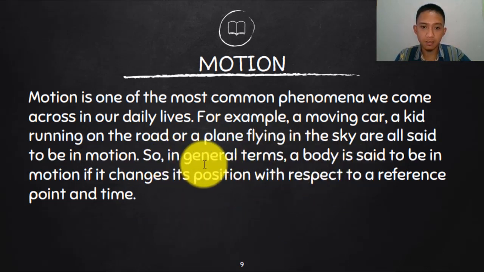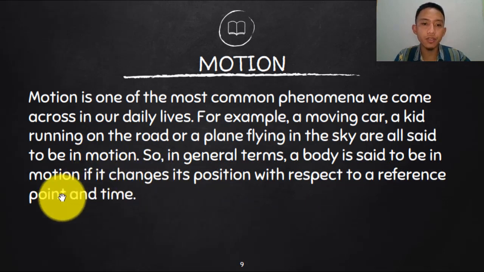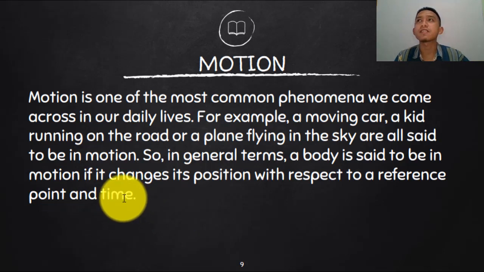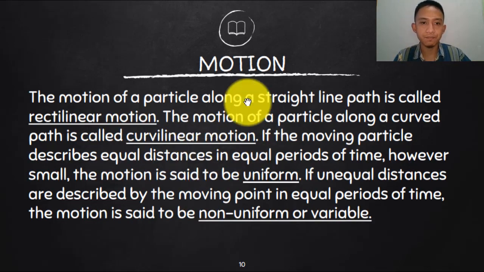So in general terms, a body is said to be in motion if it changes position with respect to a reference fixed point at the end time. Time is always related to motion. So there will be a movement as time goes by. Simple as that. Motion happens if there is a movement as time goes by.